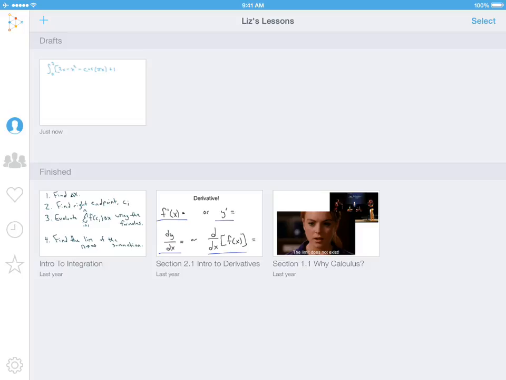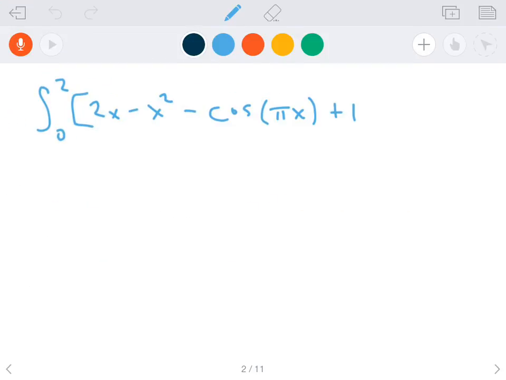So this is the integral from 0 to 2 of 2x minus x squared. So I just distributed that x. And then I still have minus the cosine of pi x plus 1. Oh no, what have I done? Come back. Everything's fine. Oh, change the color, that's okay. I'm going to keep rolling. Now I'm ready to integrate.